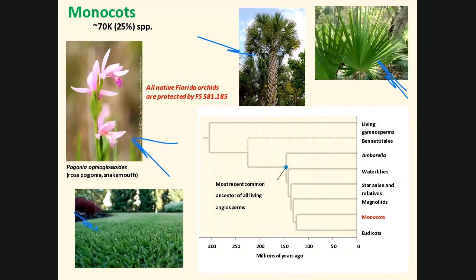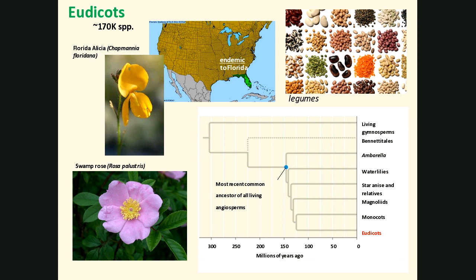All native Florida orchids, by the way, are protected by the federal government. It's illegal to take Florida orchids. If you're out in the wild and you see one, you don't often see them. I've seen a few of them, but you're not allowed to collect them. They're actually protected. That's the monocots, and the really big group, of course, is the dicots, 170,000 species.